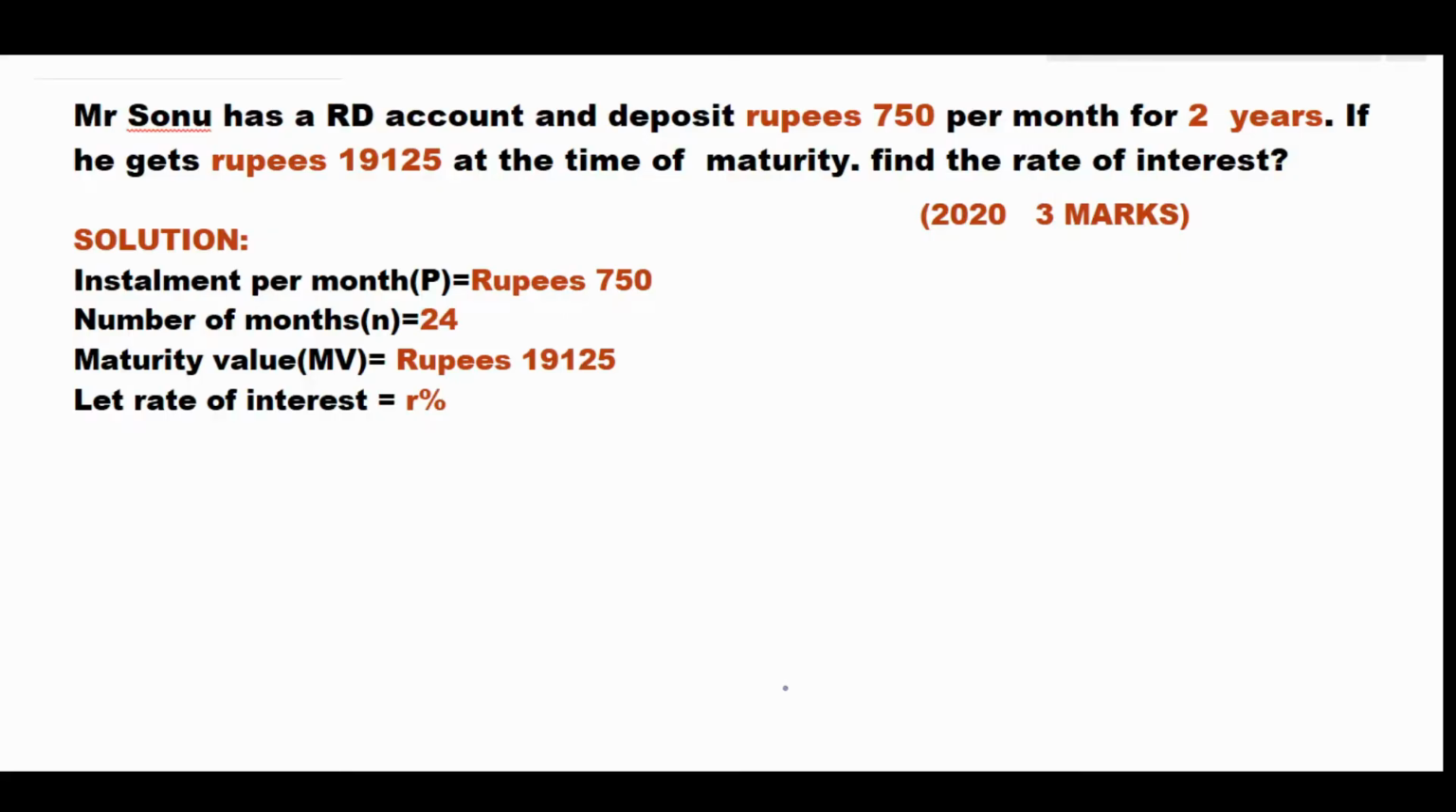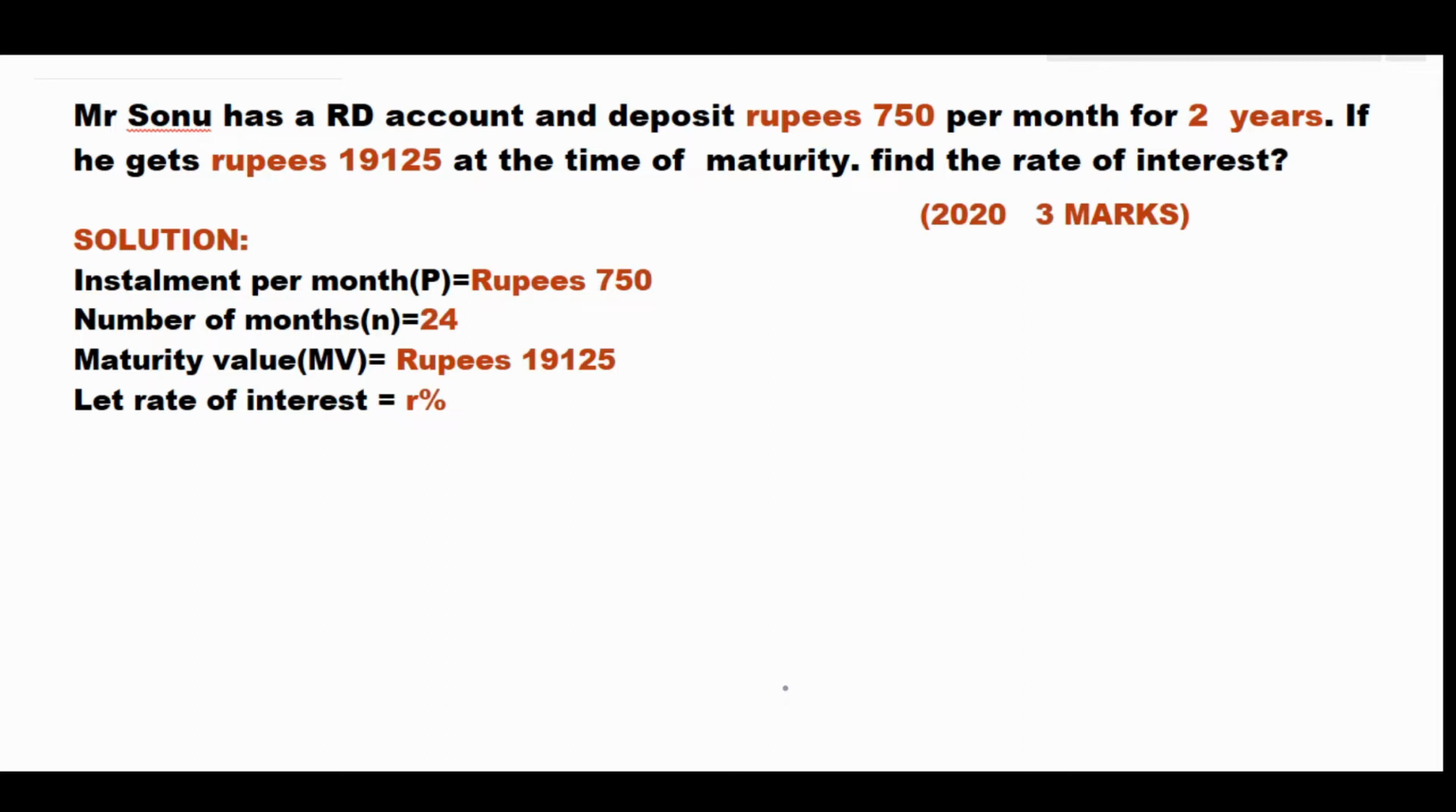The first problem is, Mr. Sonu has an RD account and deposited rupees 750 per month for 2 years. If he gets rupees 19,125 at the time of maturity, find the rate of interest. This question has appeared in 2020 and it was for 3 months.